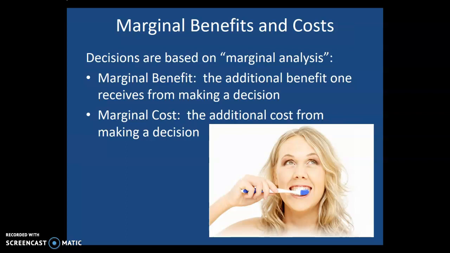Okay, last point. Marginal benefits and marginal cost, or what we call marginal analysis. Our choices are all based on this marginal analysis. The marginal benefit is the additional benefit one receives from making a decision. And when we make a decision, there's also a marginal cost, the additional cost from making that decision. So I have a picture here of someone brushing her teeth. If you brush your teeth, let's say, with just 2 strokes of the toothbrush on your teeth, are you going to get much benefit from that? Probably not. You need to brush a little more than just 2 strokes.